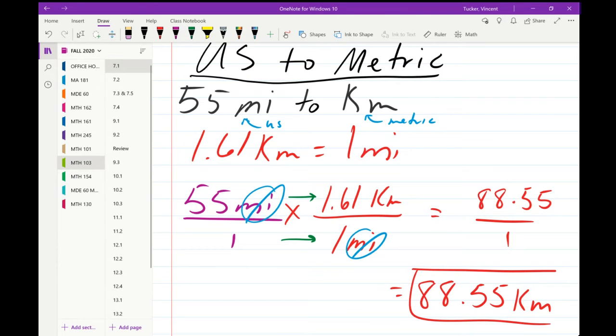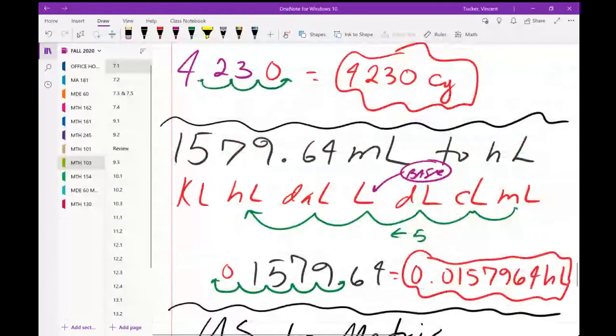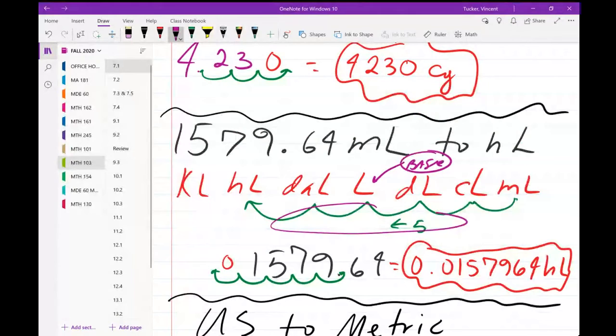All right. So once again, there are only two ways that we talked about converting your measurements: by using this fraction and using your conversion factors, or using the metric system when you're moving your decimal to the right and left.